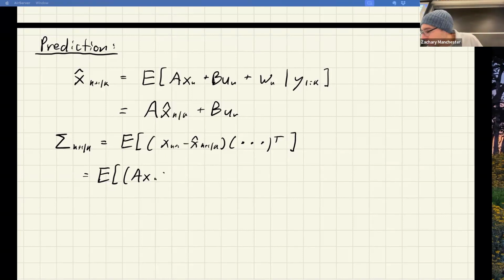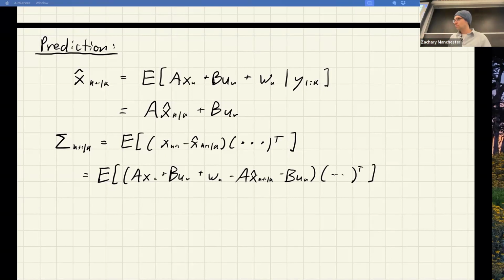A X_K plus B U_K plus W_K minus A X hat_{K+1 given K} minus B U_K, and then the same thing. Okay, so first thing to note is that the control term looks the same on all the X's and the X hat. So these go away. These cancel right out. That's not a random variable. And then the next thing to note is basically the A's on the X's.